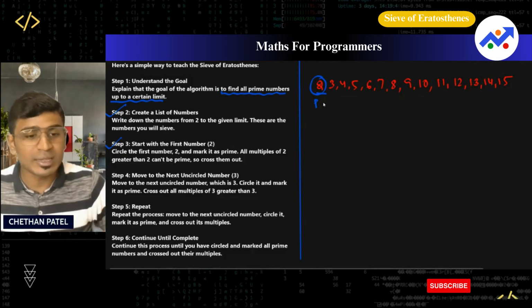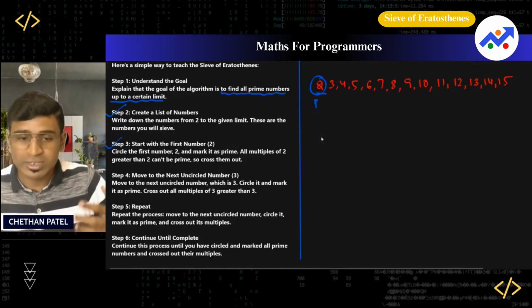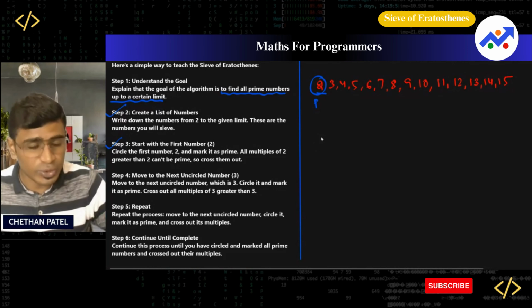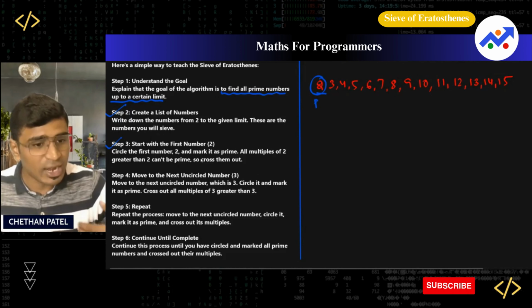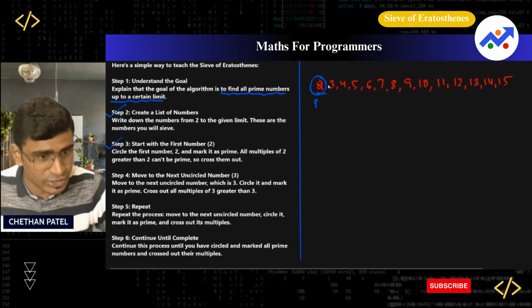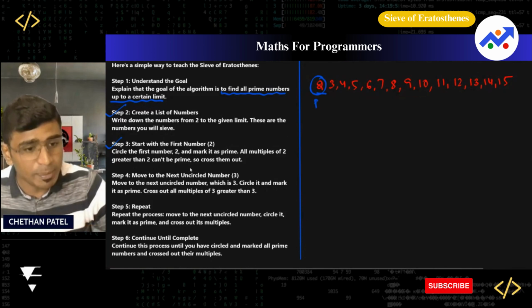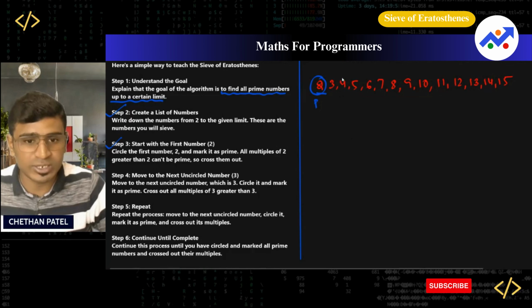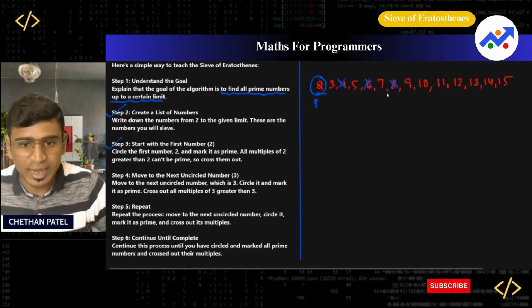What are the multiples of 2? We know that 2 ones are 2, 2 twos are 4, 2 threes are 6: 2, 4, 6, 8, 10, 12, 14. These numbers can't be prime. First circle the first number, which is 2, and mark it as prime. All the multiples of 2 greater than 2 can't be prime, so cross them out. We need to cross out 4, and 6, 8, 10.